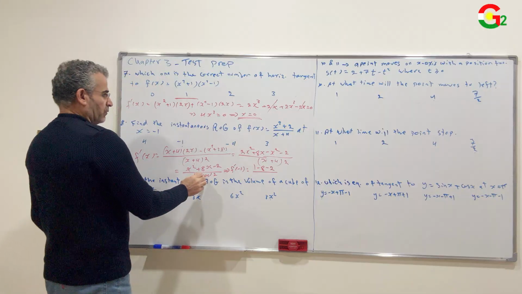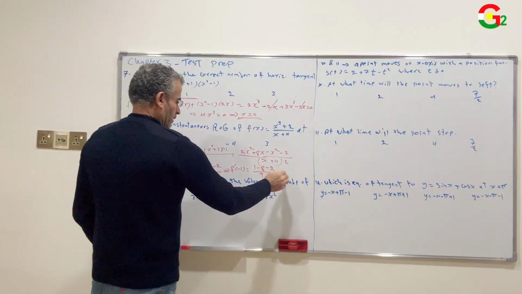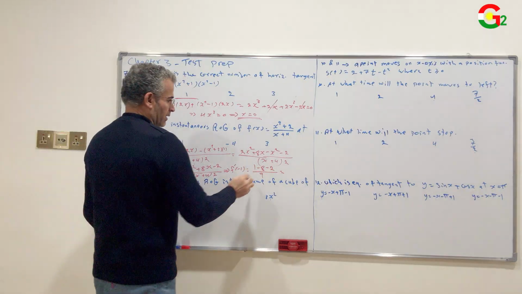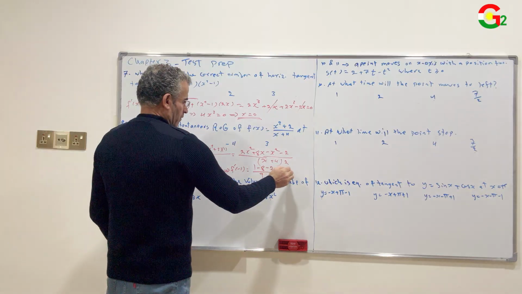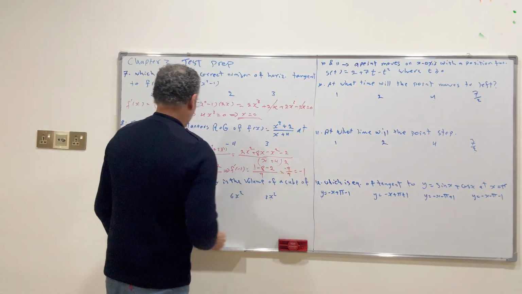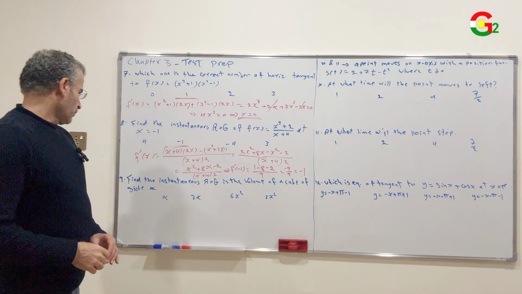over negative 1 plus 4, 3 power 2, 9, equal to 1 minus 8, minus 7, minus 2, minus 9 over 9 equal to negative 1. Choice B. Question number 9.